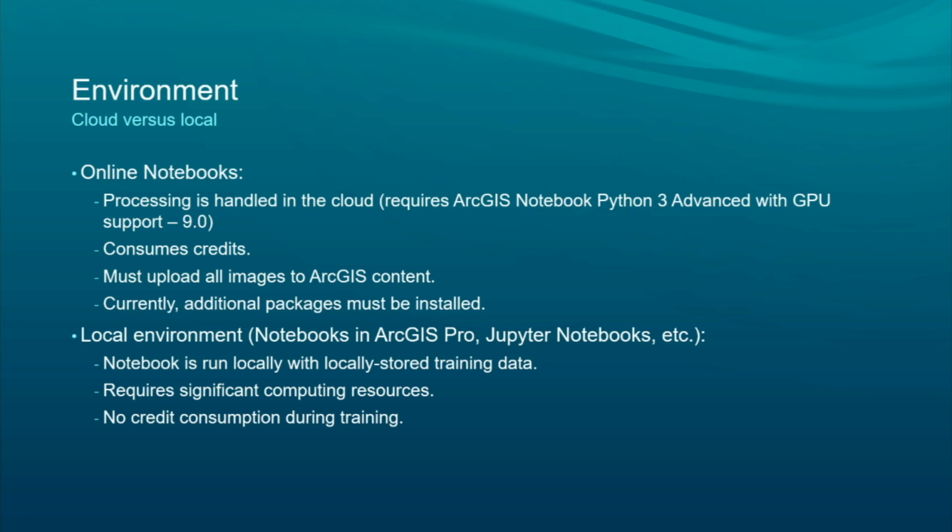A local environment like ArcGIS Pro, on the other hand, which is what we're going to look at today, is run with locally stored training data and does not consume credits. But it will require a device with enough processing power for the model that you're trying to train. One final note is that this approach typically takes a longer time to train because usually the computing resources are a lot more limited than in a cloud environment.